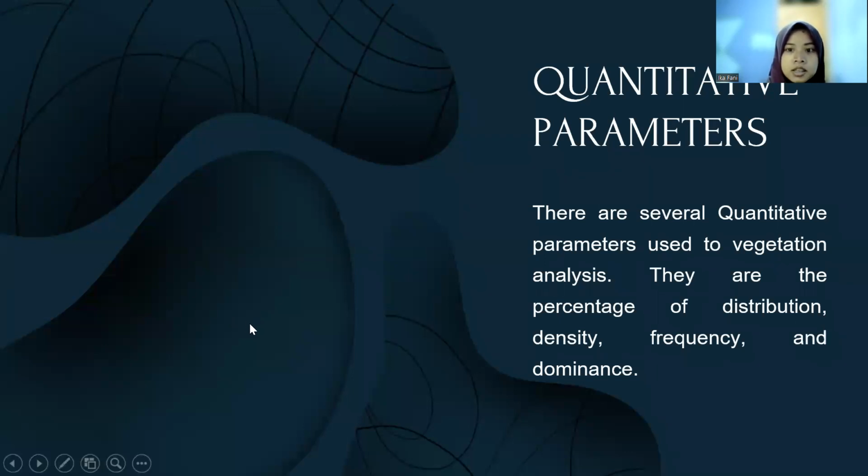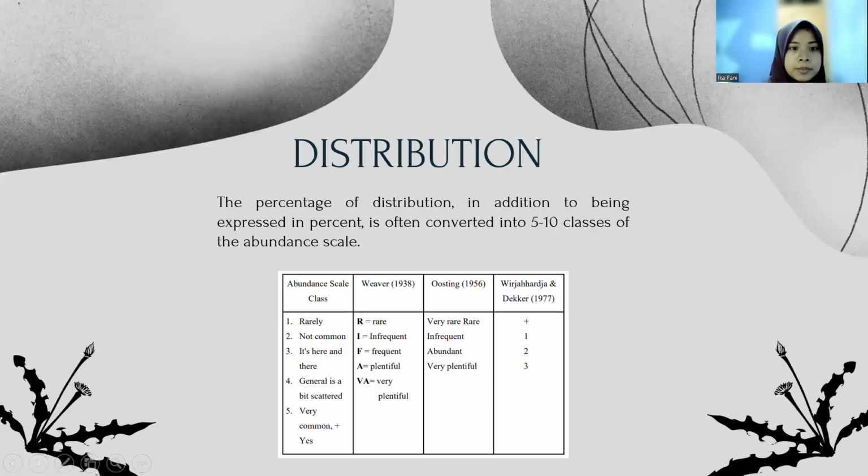Quantitative parameters. There are several quantitative parameters used in vegetation analysis. They are the percentage of distribution, density, frequency, and dominance. 1. Distribution. The percentage of distribution, in addition to being expressed in percent, is often converted into 5 to 10 classes of the abundance scale.